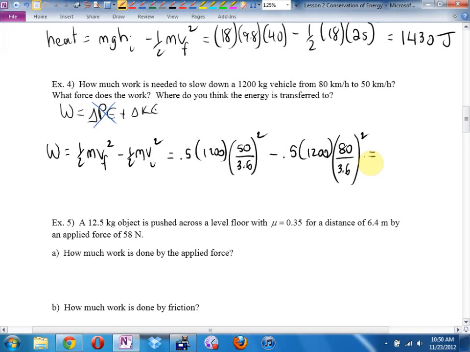Where's the 3.6 come from? Going from kilometers per hour to meters per second. It's divided by 3.6. That one you've got to kind of have up here, or you can derive it. I think you're going to get, call me silly, a negative answer, aren't you? Try it. I'm doing some of the math in my head, and I'm definitely getting a smaller number minus a bigger number.